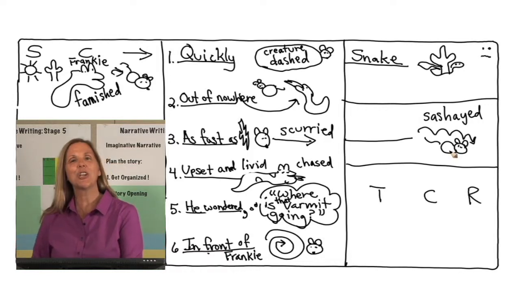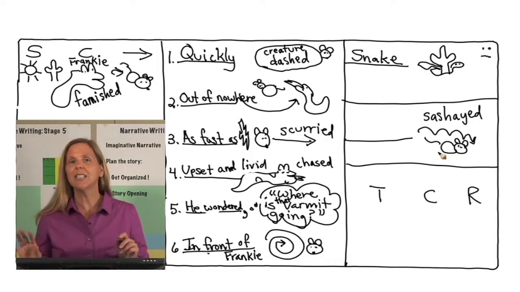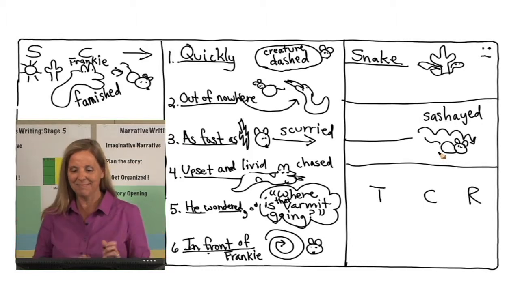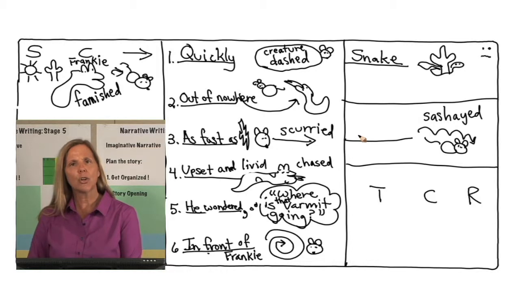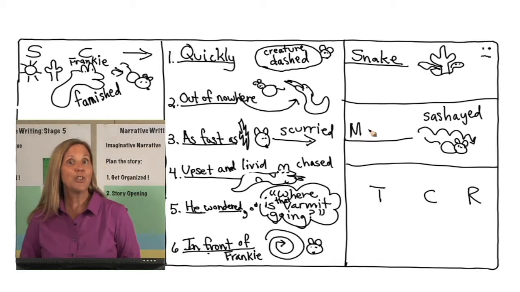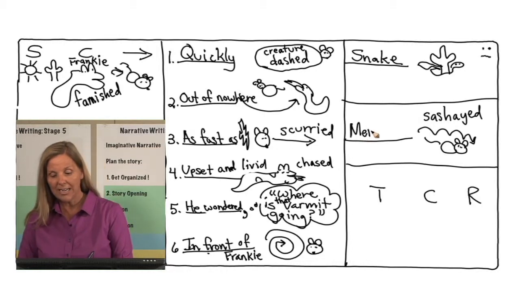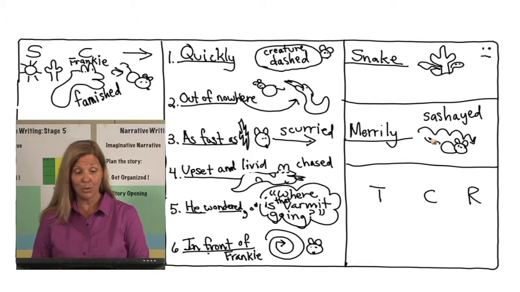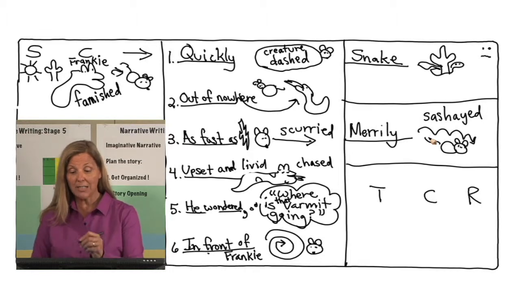So who's doing the action? Mouse. What did Mouse do? Sashayed away from Snake, snickering and laughing. How could we start this sentence? Maybe we could use an emotion. Merrily, Mouse sashayed away from Snake, snickering and laughing. That sounds great. We have all of our sentences.